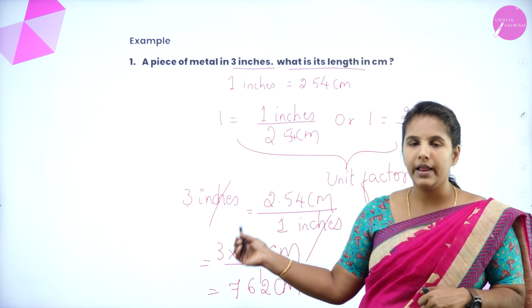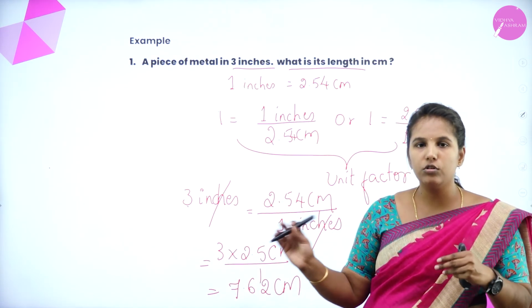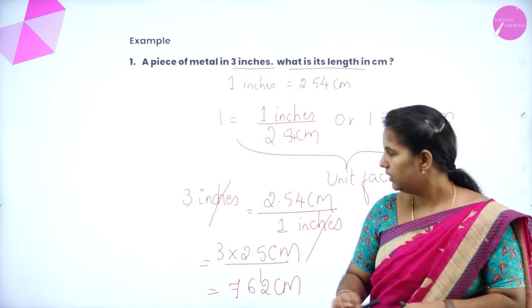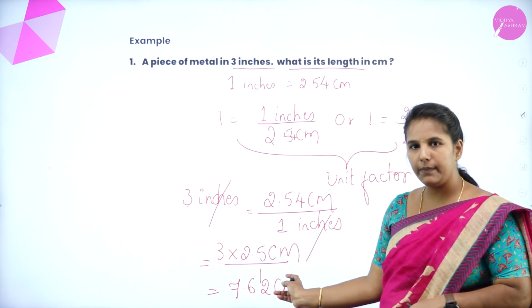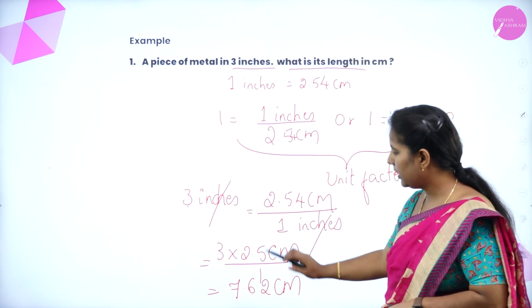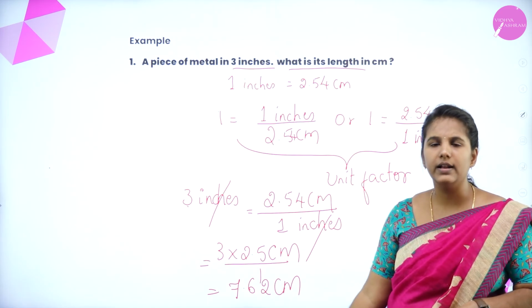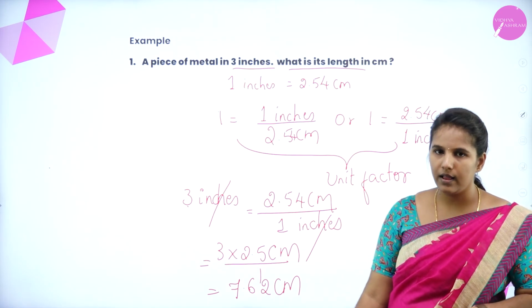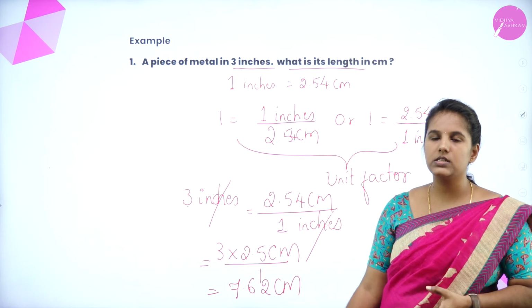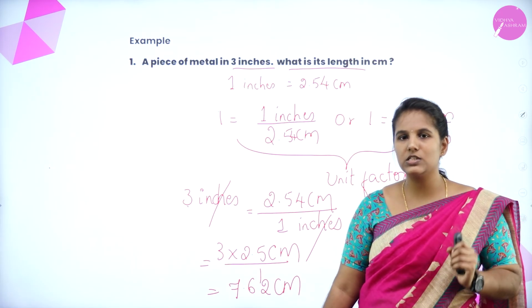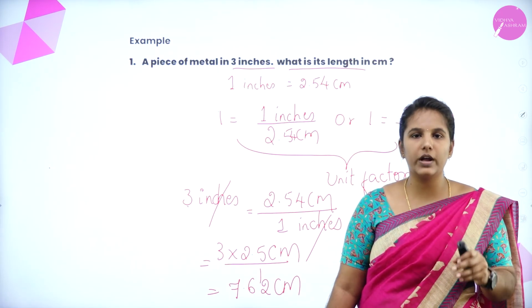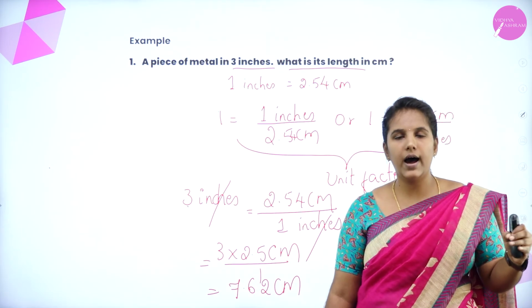So this is a simple example of how to find it out. Here the inches get cancelled, so the remaining things will be multiplied and divided, and you will get the answer. This is how dimensional analysis is so important for a chemist to convert from one unit into another unit.